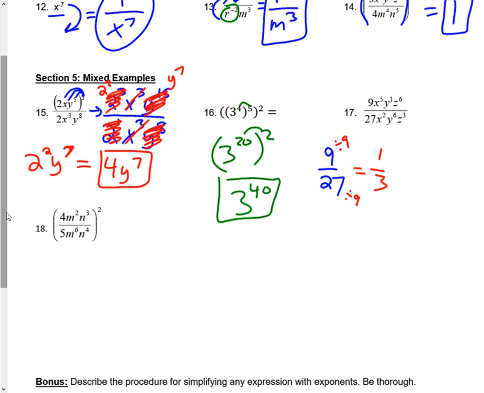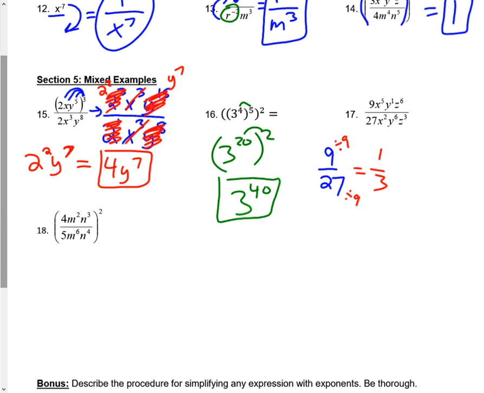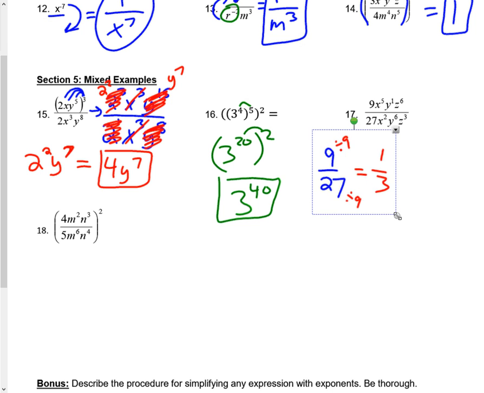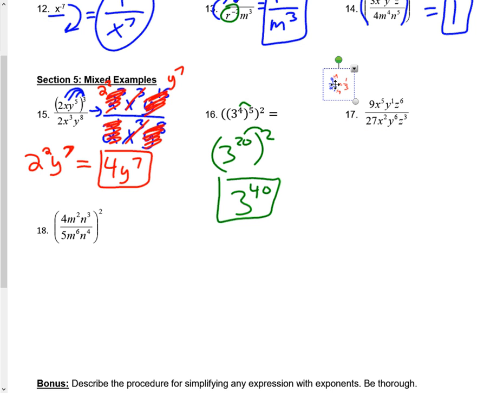So what I'm going to do here is take this and make it smaller because that's not the main thing here. I just wanted to show you how you can reduce that. It's up here. So when we reduce the 9 over 27 part, it's like you're dividing them both by 9, you get 1 over 3.